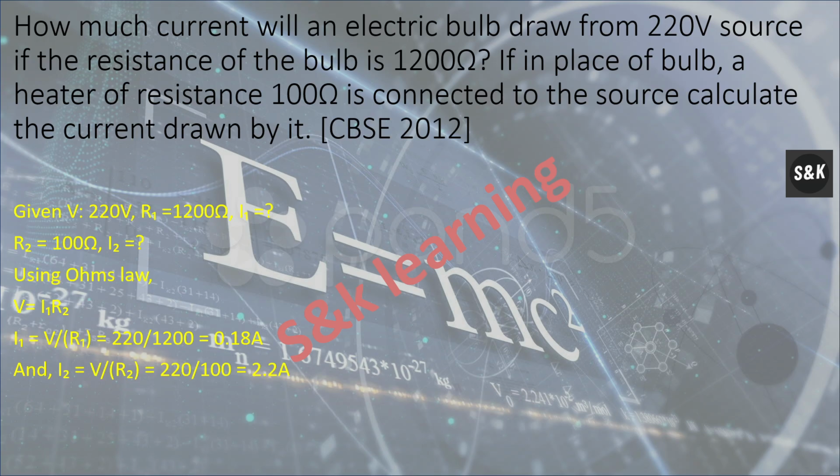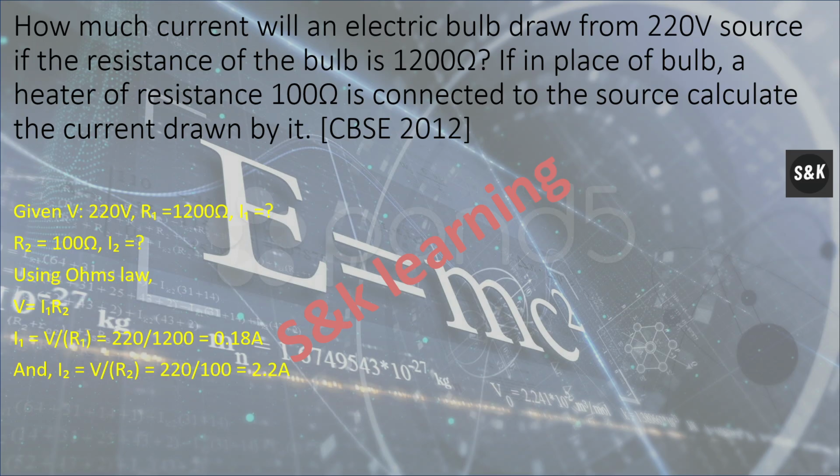How much current will an electric bulb draw from a 220 volt source if the resistance of the bulb is 1200 ohm? If in place of the bulb a heater of resistance 100 ohm is connected to the source, calculate the current drawn by it. So given V equals 220 volt, R1 equals 1200 ohm, and we have to find the current of the first bulb.